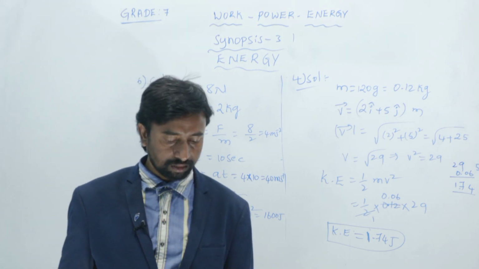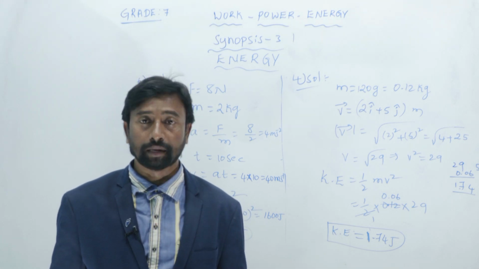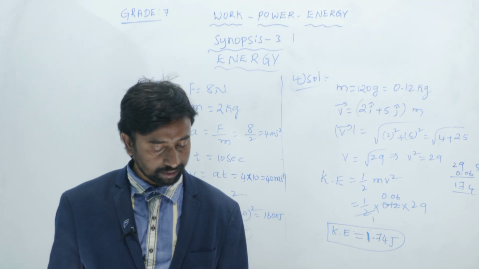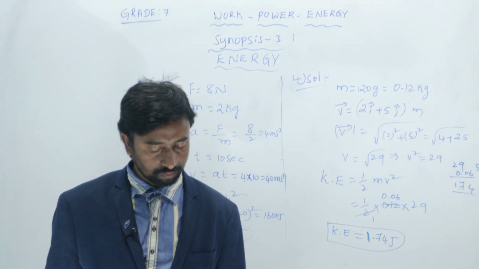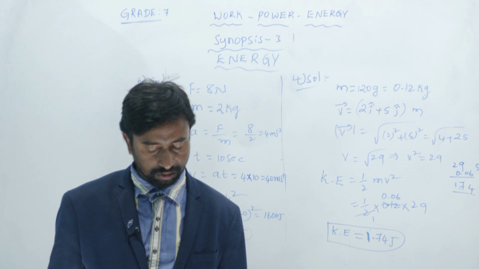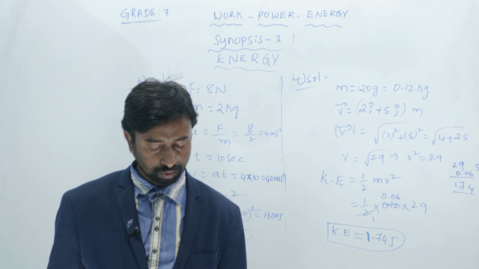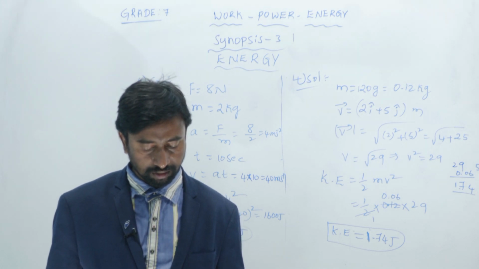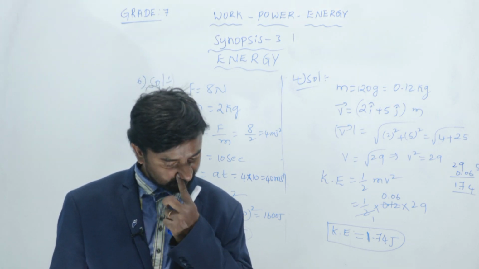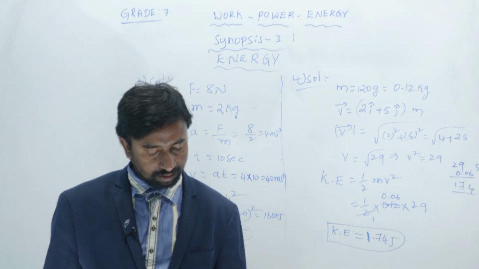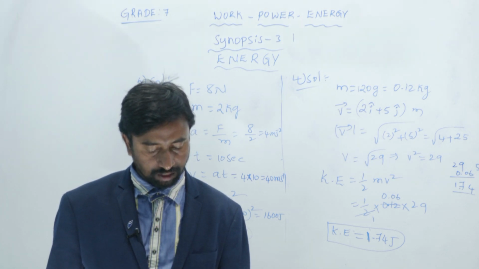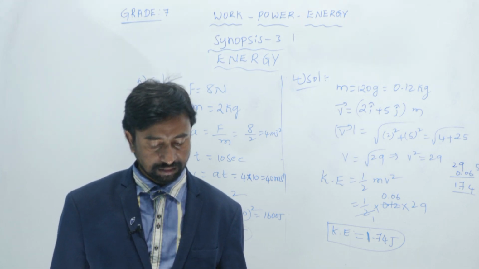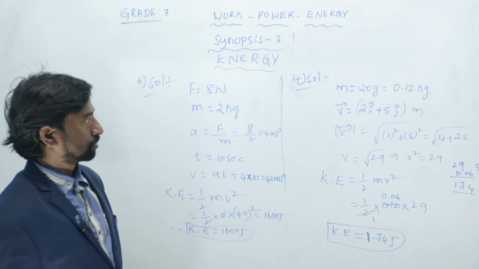So the seventh one is given here. Two spheres of different materials are in motion. Their densities are in the ratio 1:2, radii are in the ratio 1:2, and velocities are in the ratio 2:1. They are asking for the ratio of their kinetic energies.